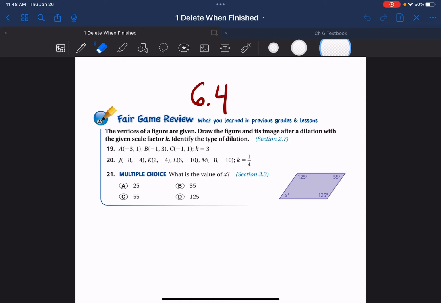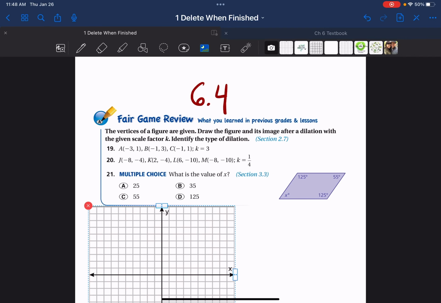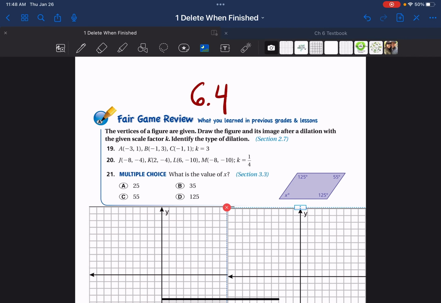So number 19 and 20, it says the vertices of a figure are given. Draw the figure and its image after dilation with the given scale factor. Identify the type of dilation. What you're going to need to do is get some graph paper over in my paper organizer. I get the ones that have a couple of graphs on them and then staple this to that. You're going to need 2 graphs for this problem. So I'll go ahead and grab my graph. Okay, so I'm going to use this graph for number 19, and then I'll use this graph for number 20.